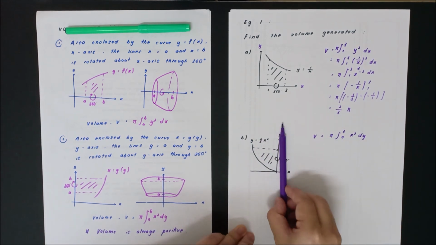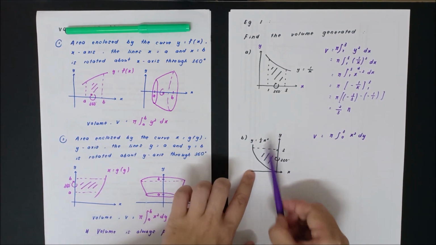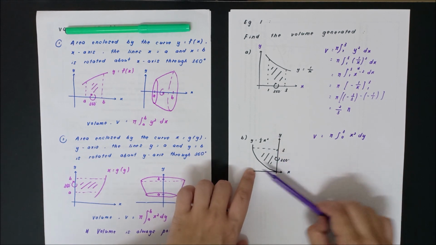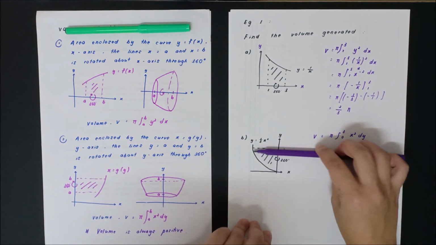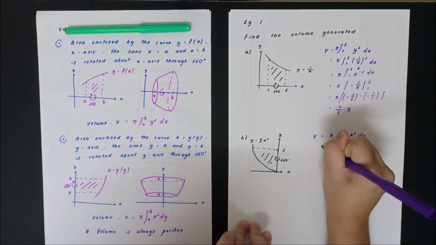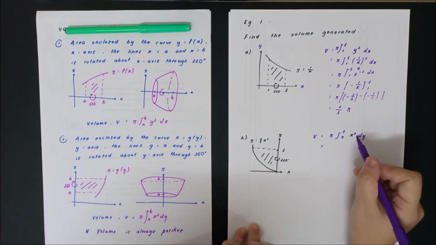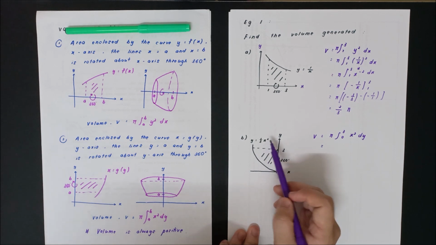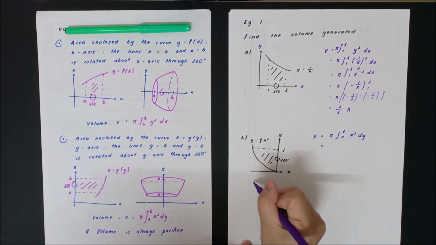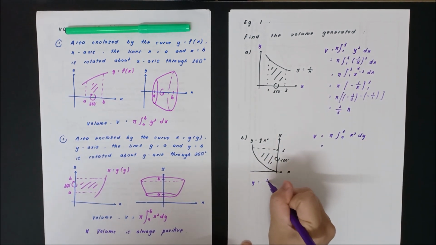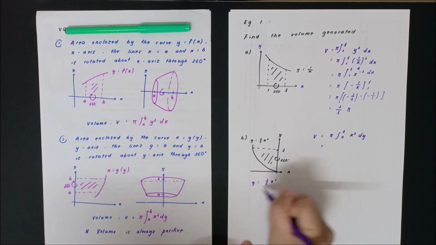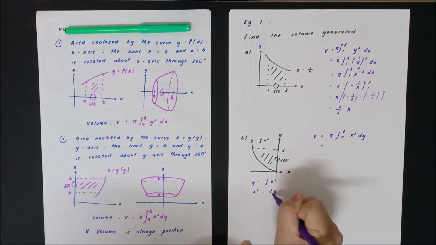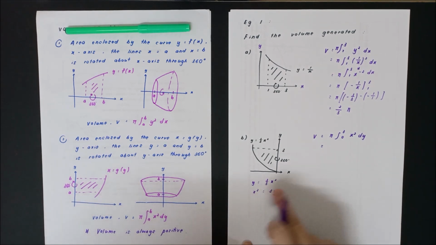So instead of using this, because when using this you are finding rotated about the x, so this is about the y, so your limit is like 0 to 3. Okay, so now you need x squared. Since y equals 1 over 3 x squared, then meaning x squared will be equal to 3y. Okay, then you can just stop it here.